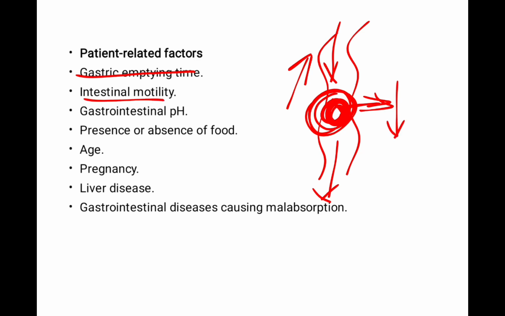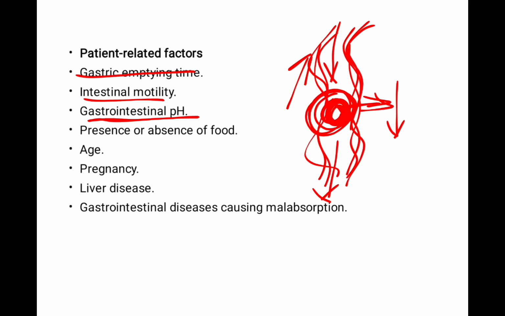We have intestinal motility. This is similar. You have an increase in peristalsis. An increase in peristalsis is going to decrease the gastric emptying time, and when this happens, there's going to be a decrease in the duration of the drug in the gastrointestinal tract, resulting in a decrease in absorption and a decrease in bioavailability. We have gastrointestinal pH.